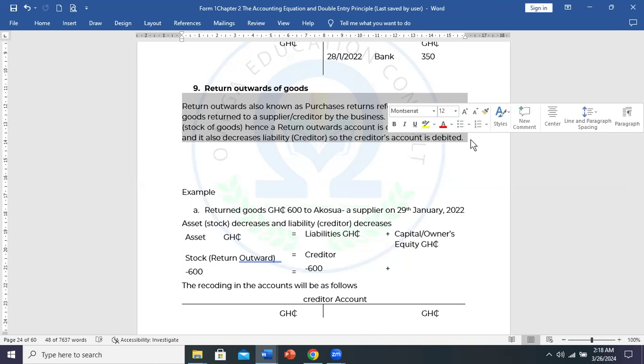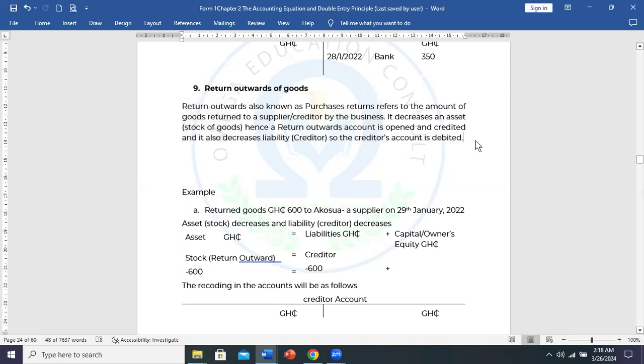Return outwards, also known as purchase returns, refers to the amount of goods returned to a supplier or creditor by the business. It decreases an asset, the stock of goods. Hence, a return outward account is opened and credited, and it also decreases liability, the creditor. So the creditor's account is debited.